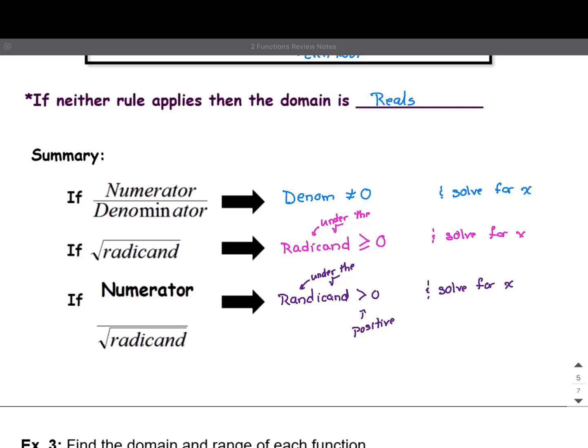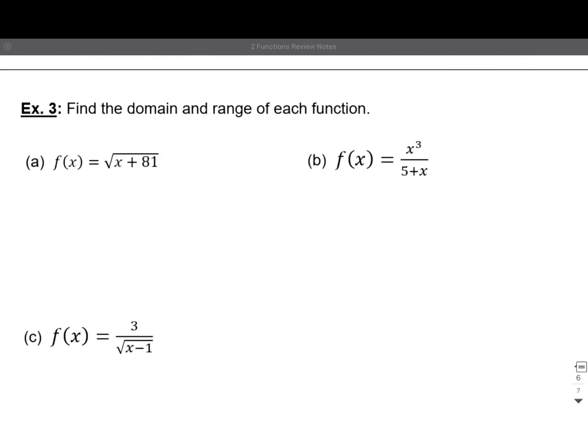Okay, so let's try this. We're going to go through and find the domain and the range of each of these. Now, I'm going to be totally honest with you here. We are going to find the domain algebraically, but we're going to find the range graphically. We're not ready to do the range algebraically. We'll get there, okay? That's something new that's coming later in the unit. Right now, we're reviewing what you're already supposed to know. So we're going to do the domain algebraically, and we'll look at the range graphically.